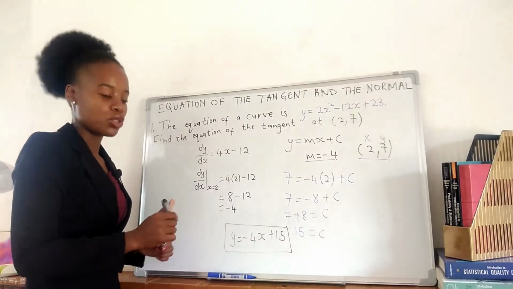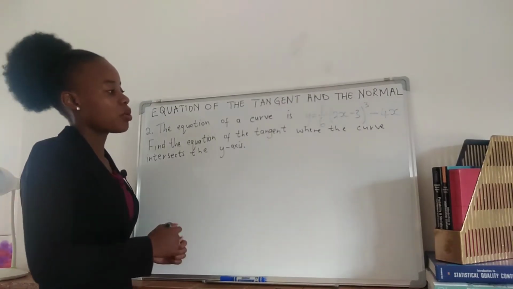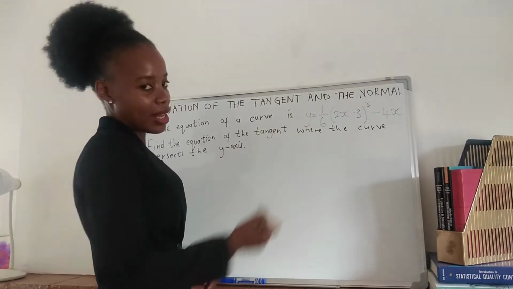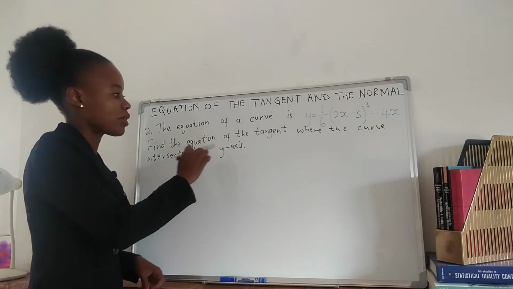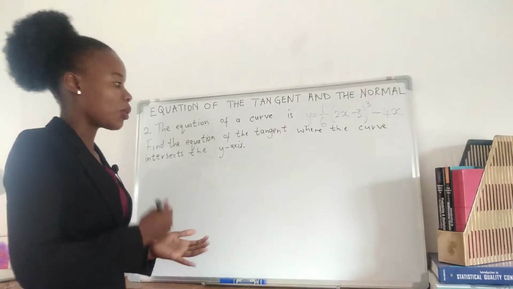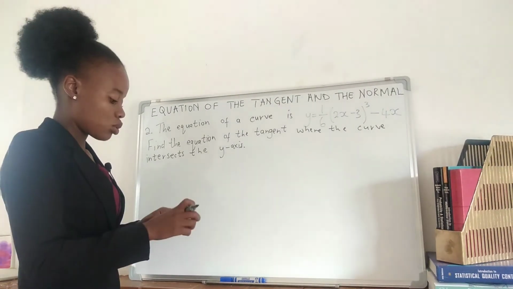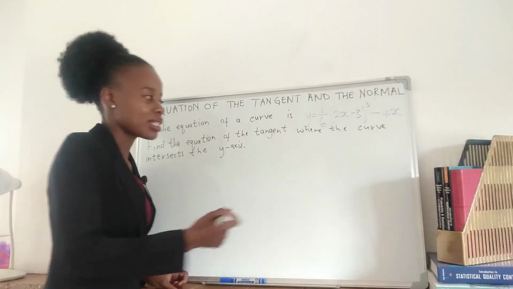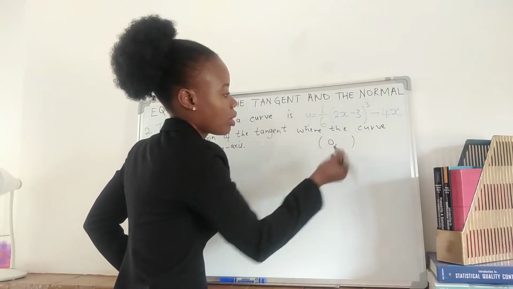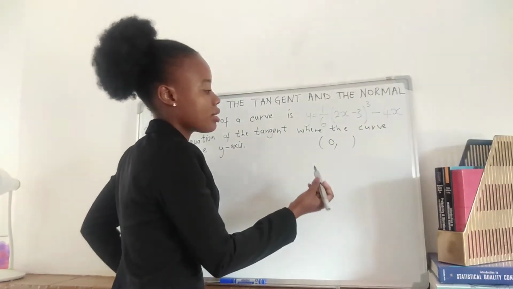Now let's get to number 2. Number 2, the equation of a curve is y equals 1 over 6 (2x minus 3) cubed minus 4x, right? We are supposed to find the equation of the tangent where the curve intersects the y-axis. So where the curve intersects the y-axis, it means that our x is 0, okay? And we don't know our y. We can find our y using this, okay?